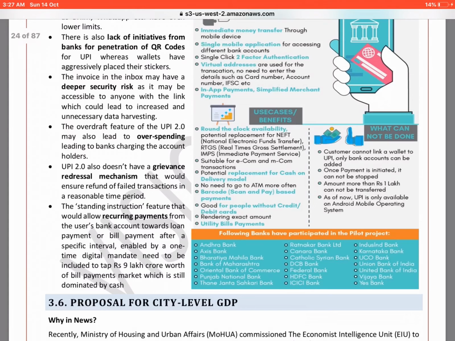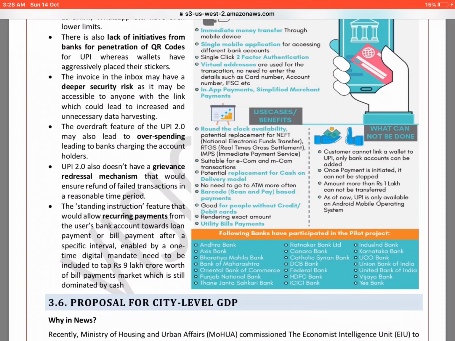So, what are the benefits of using UPI? Round the clock availability, because it has replaced NEFT, RTGS, and IMPS, and it is suitable for e-commerce and mobile commerce also, and it has replaced cash and barcode based payments, and people don't need to use credit cards and debit cards, and it pays the utility bills also, and the exact amount can be rendered.